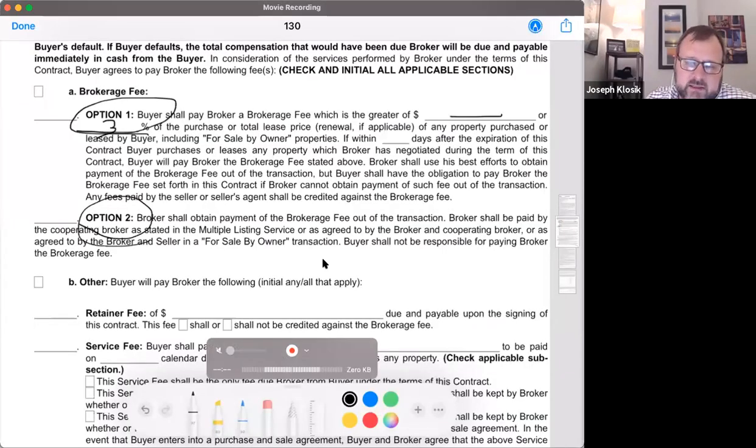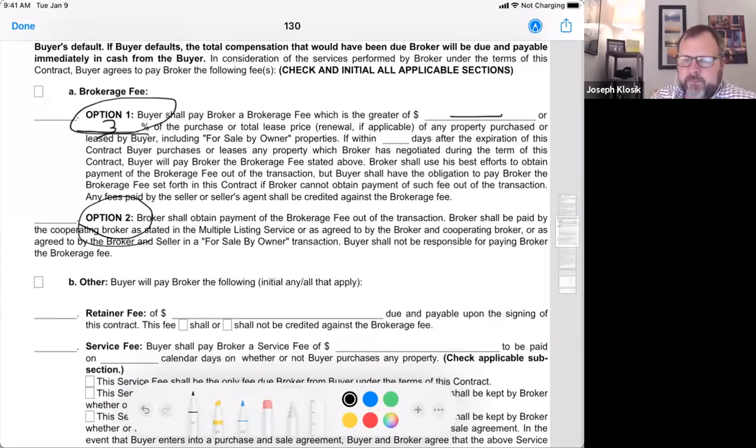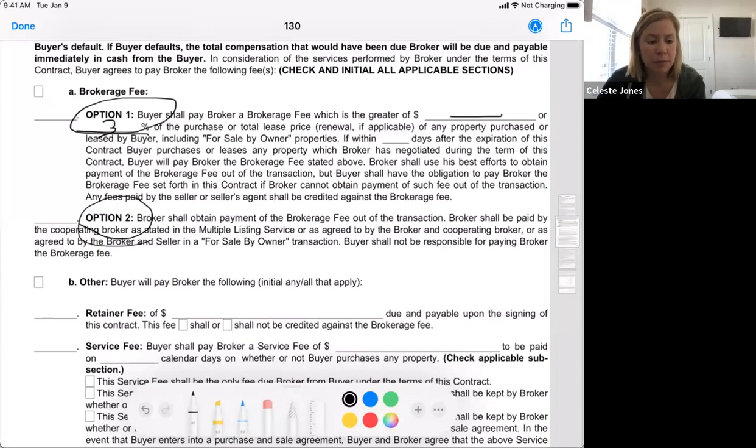Now my personal preference, and what I've always done, what Lynn's always done, is we take option 2, right? We get paid from the transaction, and if there's a difference that we have to eat, then we eat it. I am not saying that's the end all be all on how to do it. That's just what we chose to do.